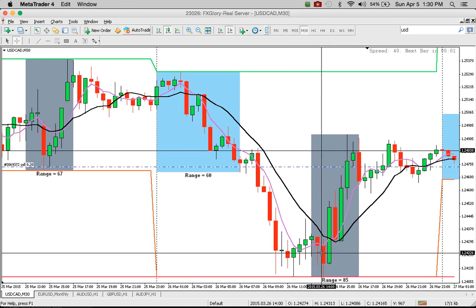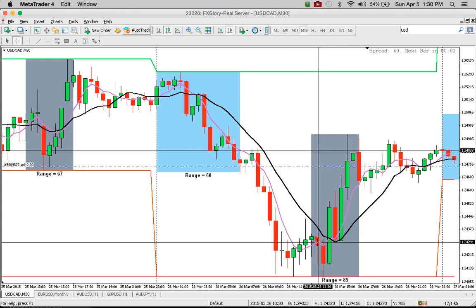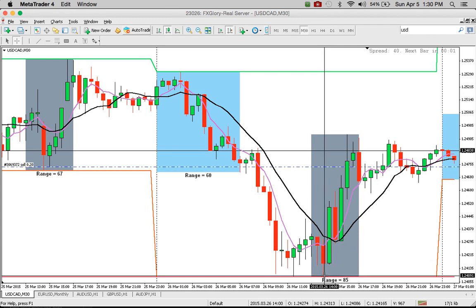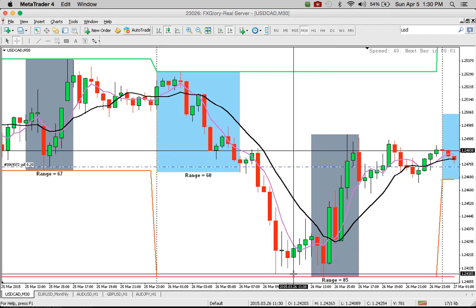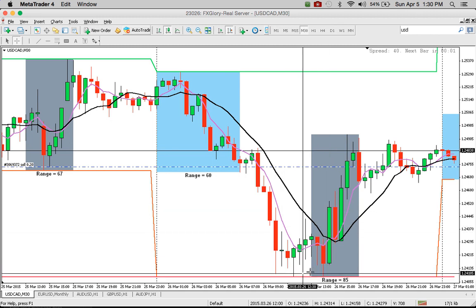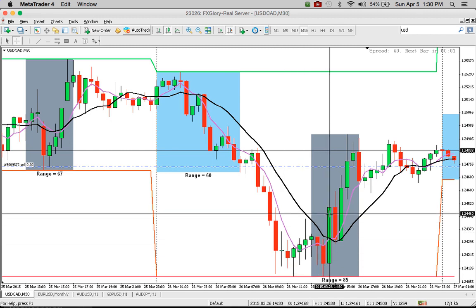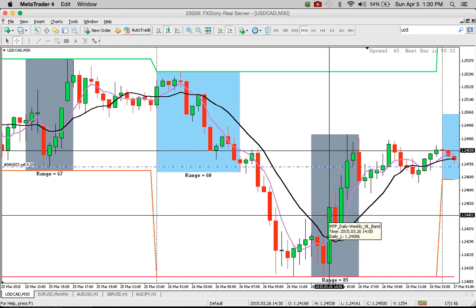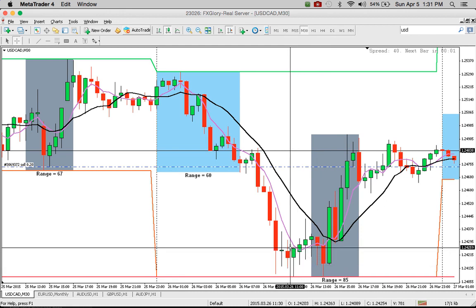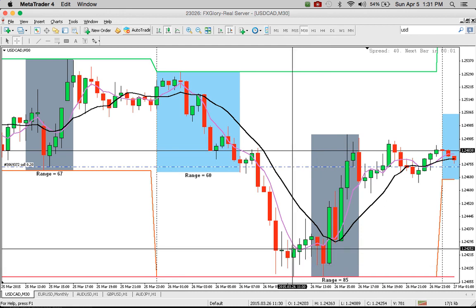This was your pullback that happened at 6. As you can see, the third hit to the low: 1 hit, 2 hits, 3 hits to the low, reversal. You can always expect 3 hits to the low before the reversal. But if you want to get in right here, this is your entry.